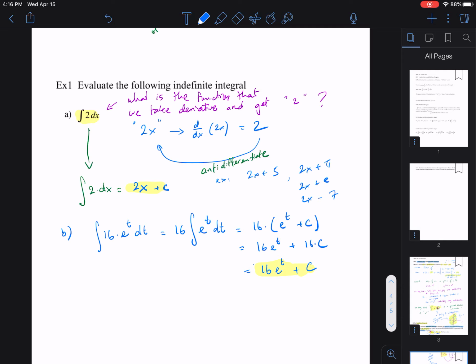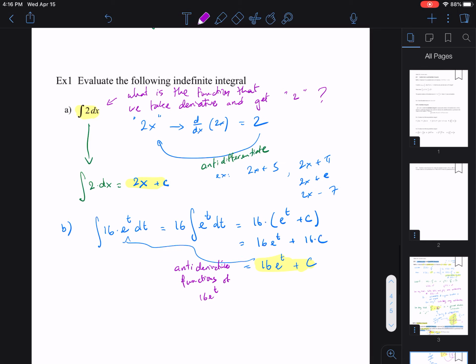So this here is the antiderivative of functions. We say functions because 16 e to the t is not just a single function, it's infinitely many functions.